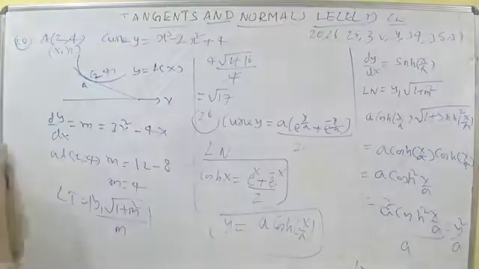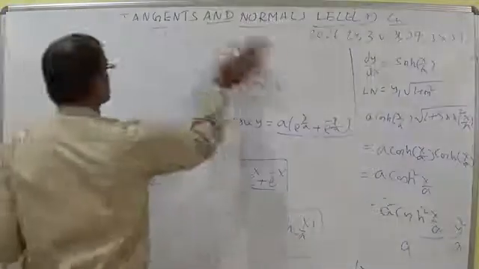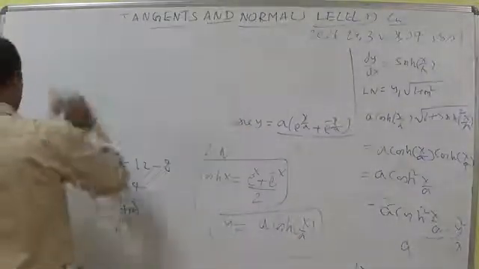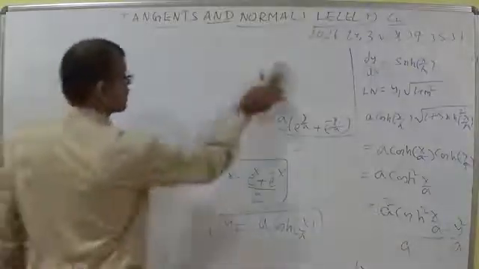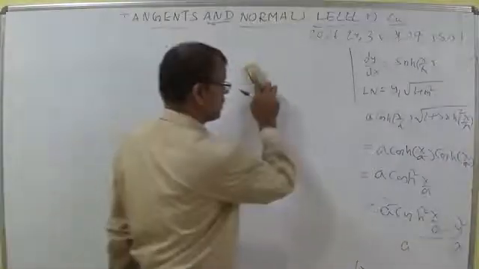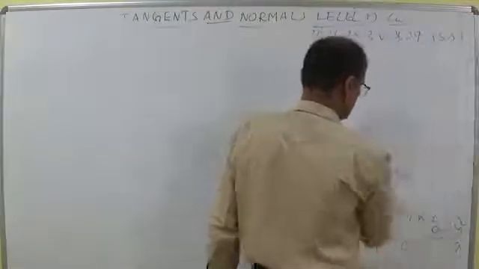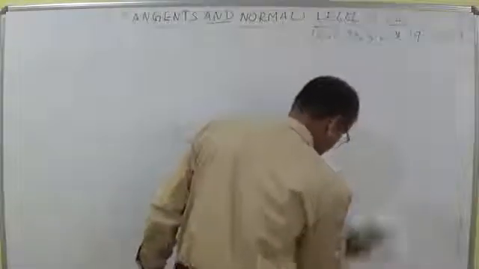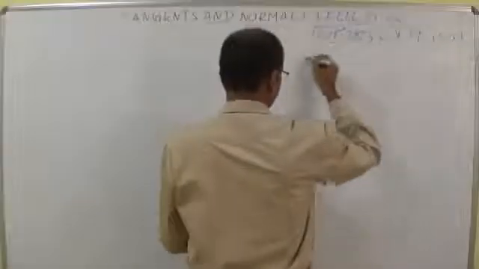Next, 29th question. The angle between two curves is given. The formula we know is tan theta equals m1 minus m2 by 1 plus m1 m2. Using that, we should calculate the angle between two curves, where m1 is the derivative of the first function and m2 is the derivative of the second function. 29 completed. 30.